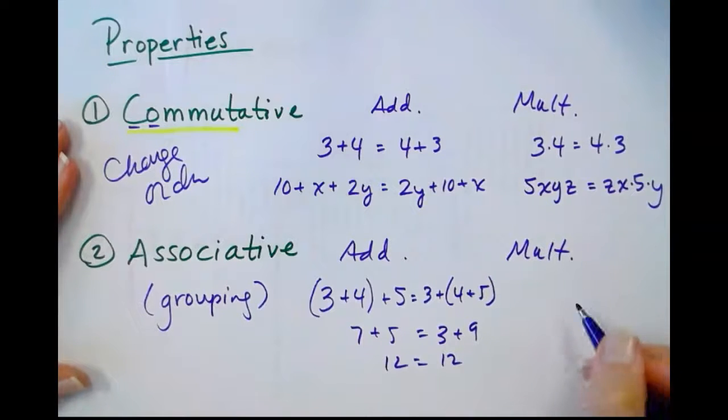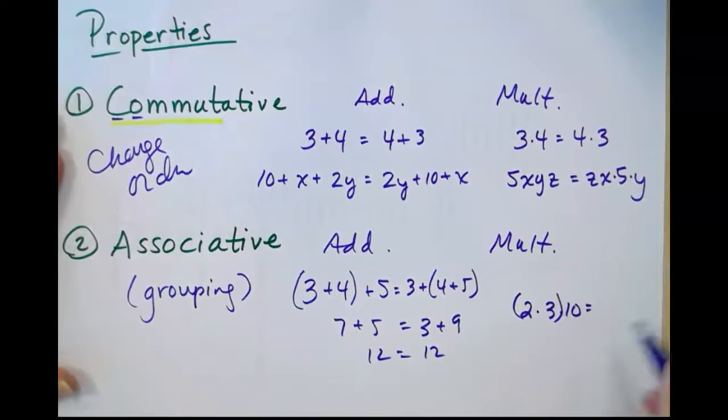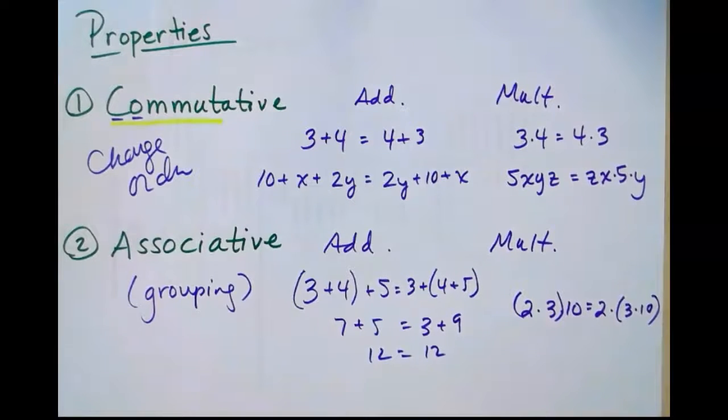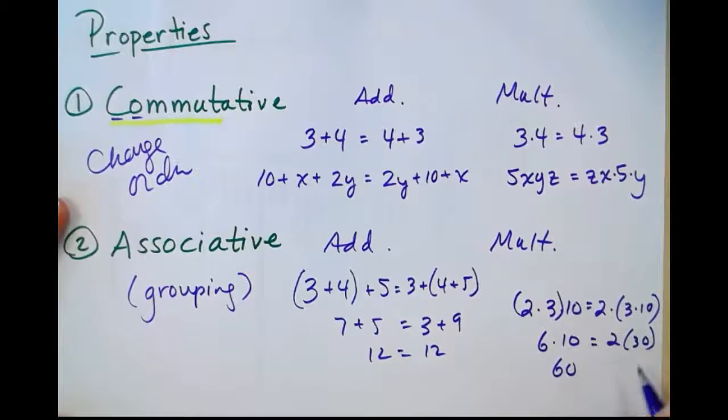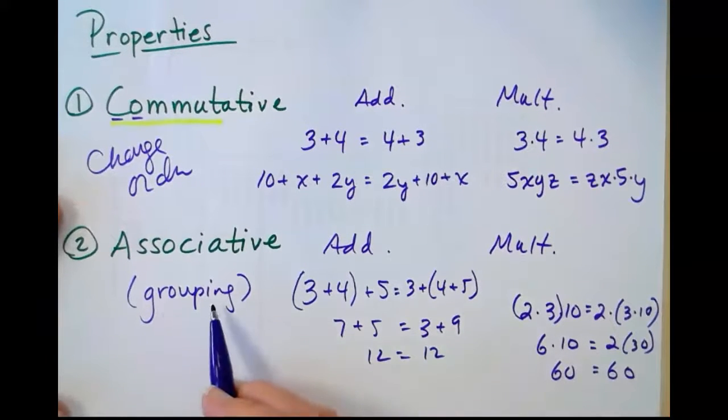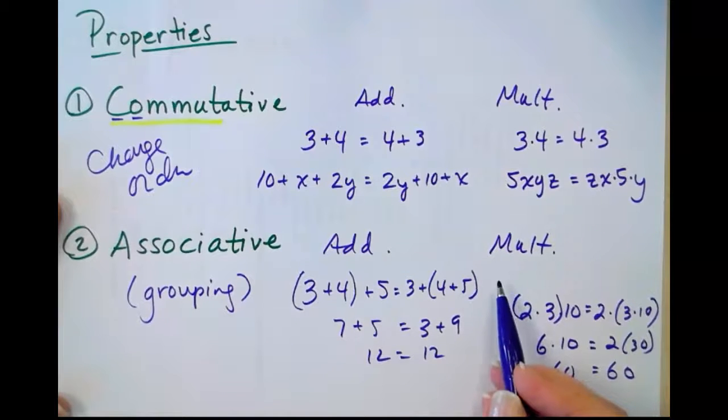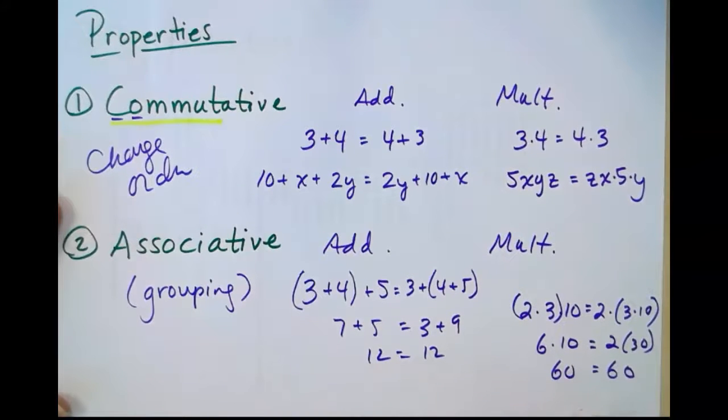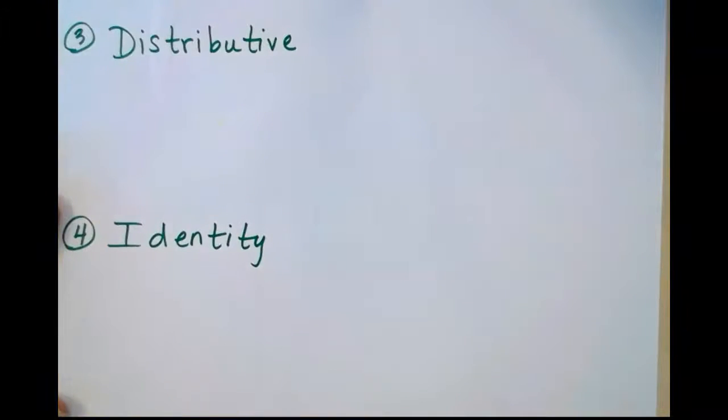Same thing with multiplication. I'll go 2 times 3 times 10. We'll group together the 2 and 3. On the other side, 2 times 3 times 10. Because of order of operations, this would be 6 times 10, which is 60. This would be 2 times 30, which is still 60. So we can change the grouping in addition and multiplication and still have the same sum and the same product. The associative property only applies to addition and multiplication, not subtraction and division.